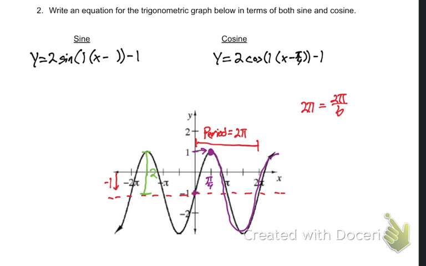Wouldn't it be pi over 2? Yes, it should be pi over 2. I'm looking at the wrong one. Thank you. Yes. That should have been pi over 2. Thank you very much. I was looking at other stuff. All right, we have pi over 2.